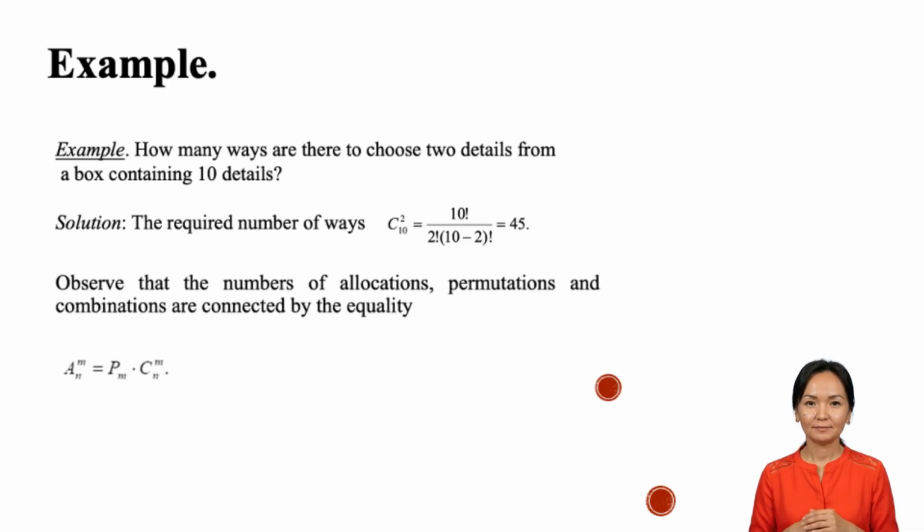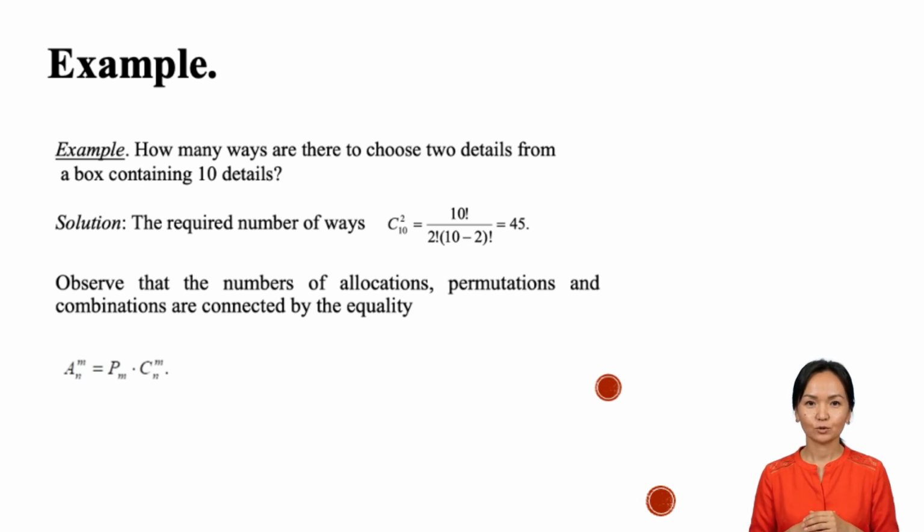Let's look at another example to solidify our understanding. The problem asks, how many ways are there to choose 2 details from a box containing 10 details? Since the order in which we choose the details doesn't matter, this is a combination problem. Using our formula, we calculate C sub 10 superscript 2 equals 10 factorial divided by 2 factorial times (10 minus 2) factorial.